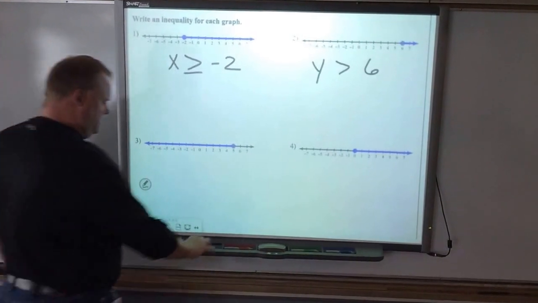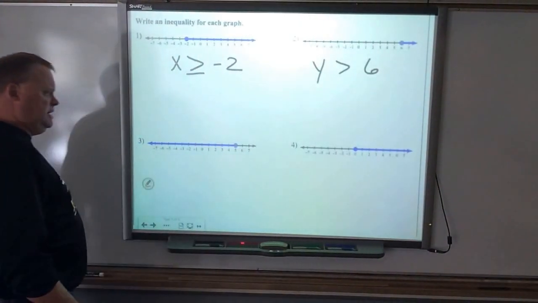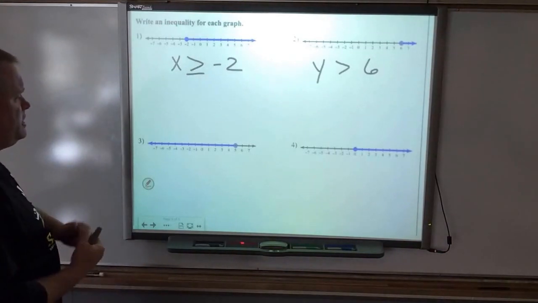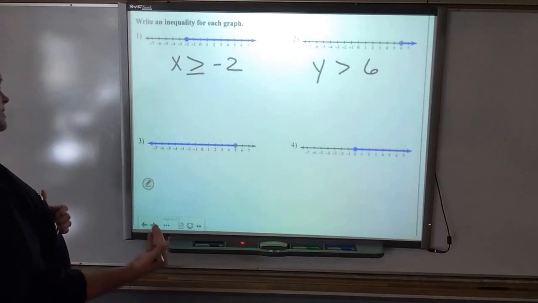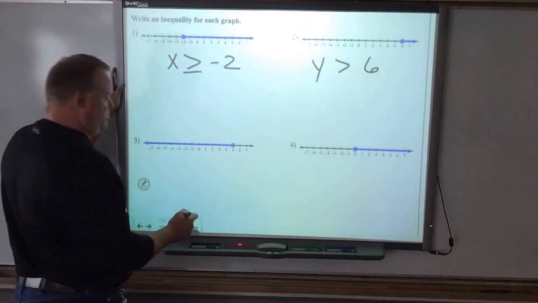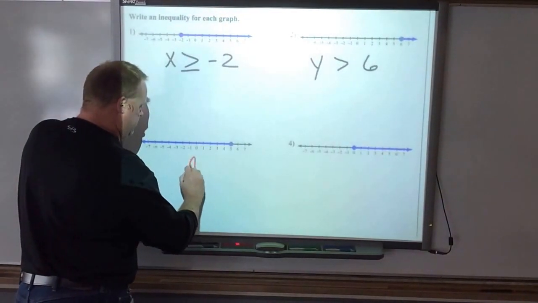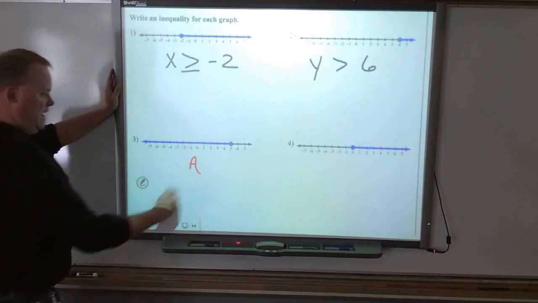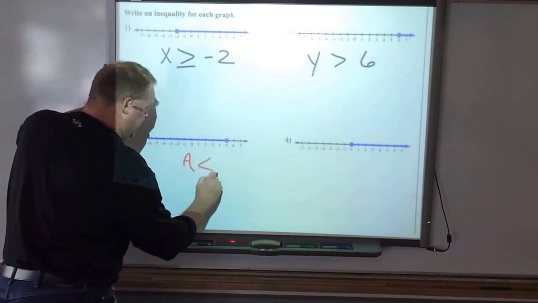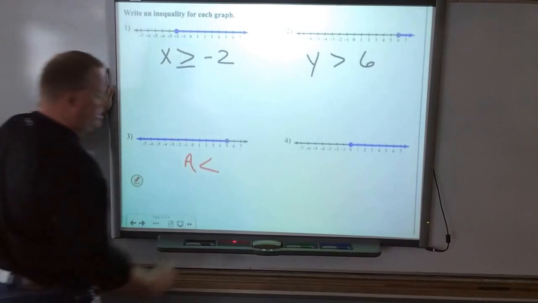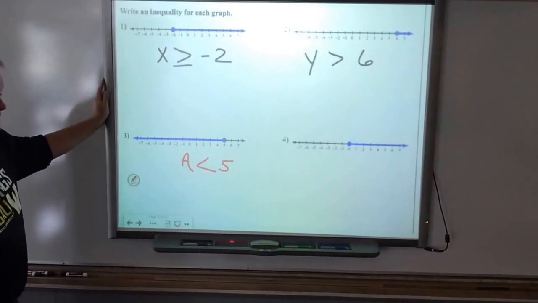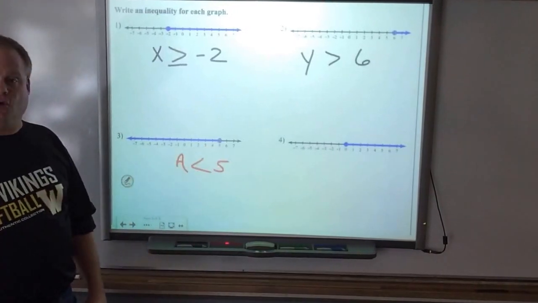The third one. I see an open circle at the number 5. And on the number line, I'm going to the left or going smaller. I'm going to the negative side of this. So I can choose my variable. This time I'm going to use the letter A, and I see it going left or going low, so it's going to be less than. And what is it going to be less than? Well, 5. It is less than 5. It's not equal to because the circle is open.